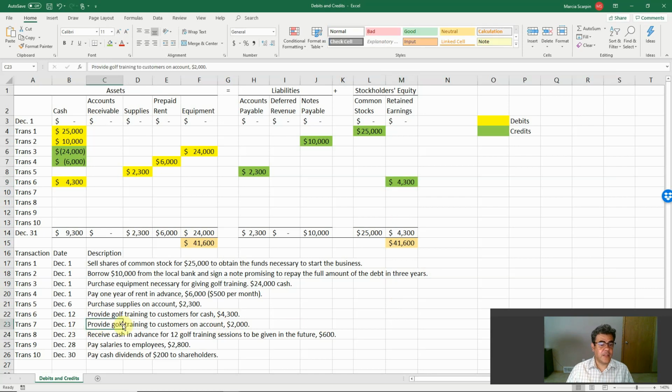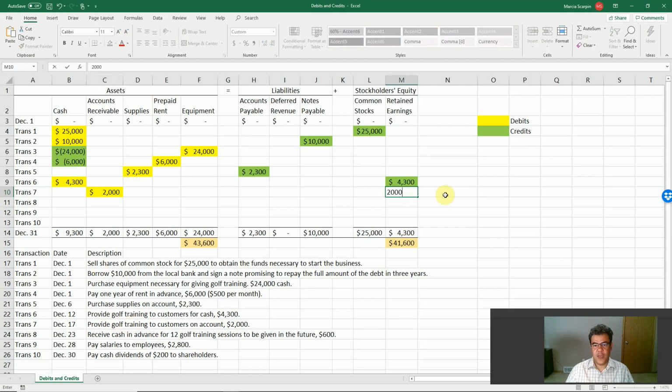Transaction number seven, provide golf training to customer on account. So it will not increase my cash. It will increase my accounts receivable. We have here a debit because we are increasing our assets. And the same golf training here, also a revenue. Revenue increases our stockholders' equity. Our numbers here, our totals, they match.